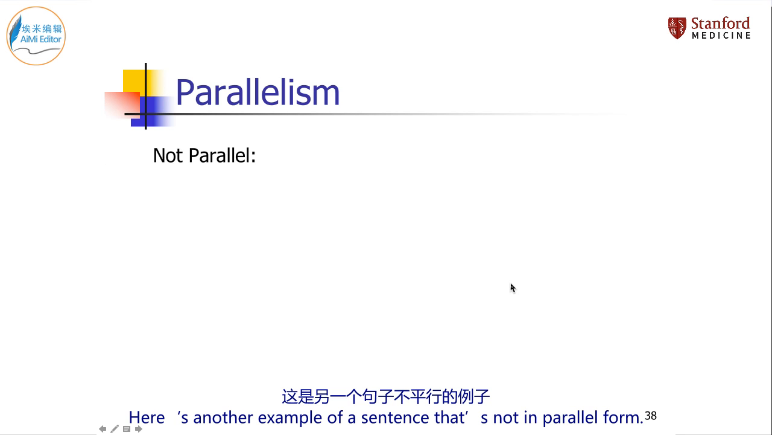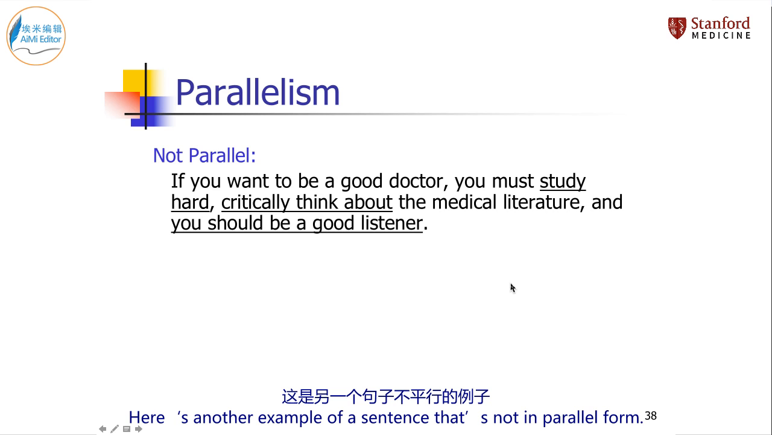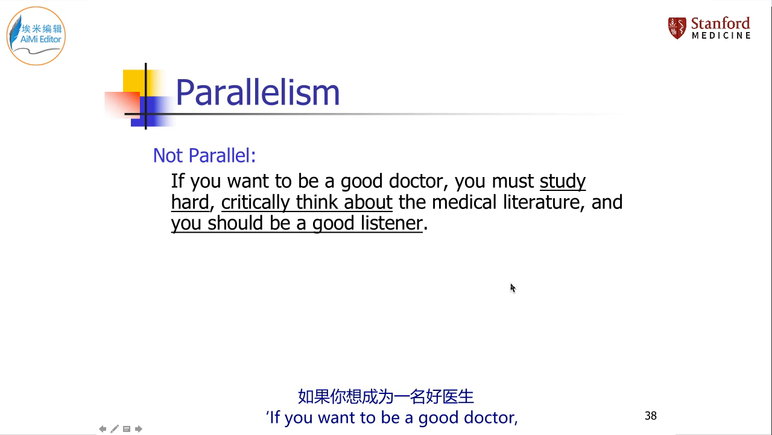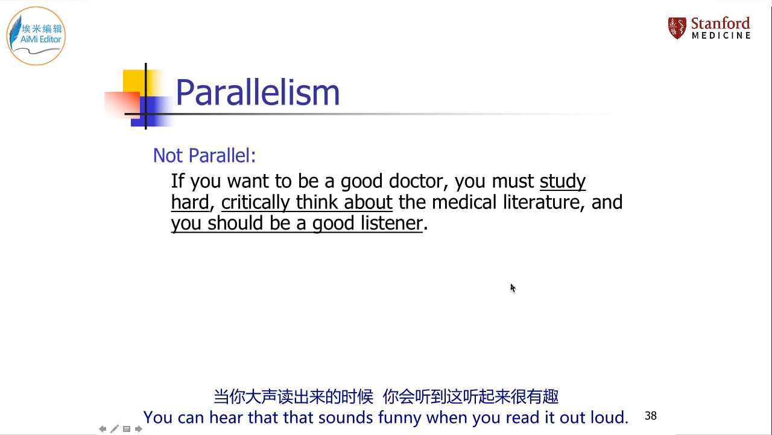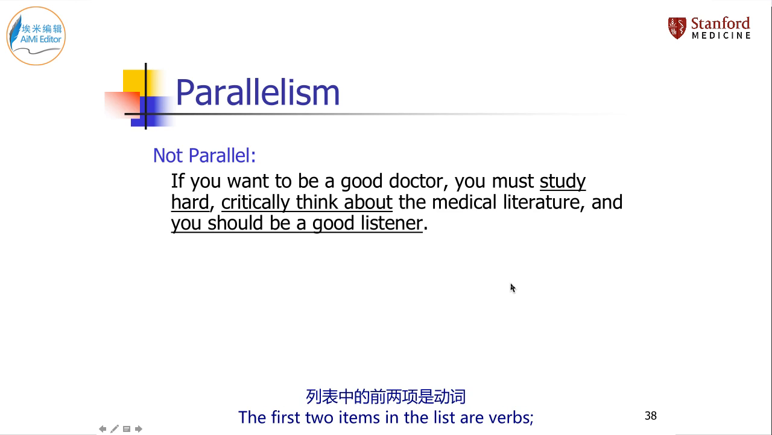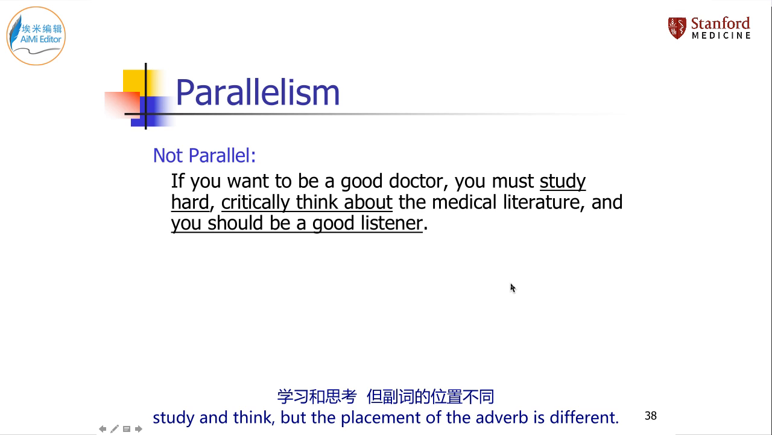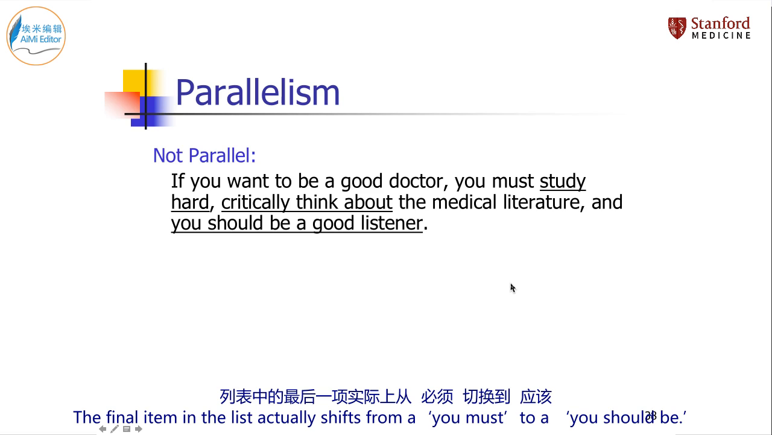Here's another example of a sentence that's not in parallel form. If you want to be a good doctor, you must study hard, critically think about the medical literature, and you should be a good listener. You can hear that sounds funny when you read it out loud. The first two items in the list are verbs, study and think, but the placement of the adverb is different. The final item in the list actually shifts from a you must to a you should be.